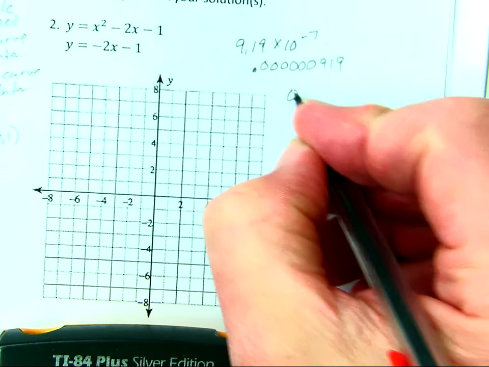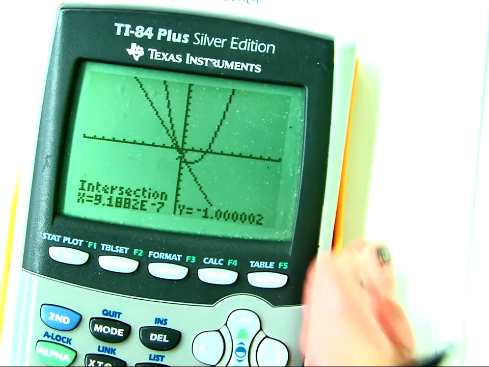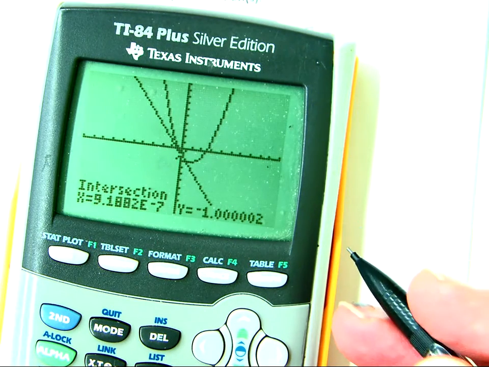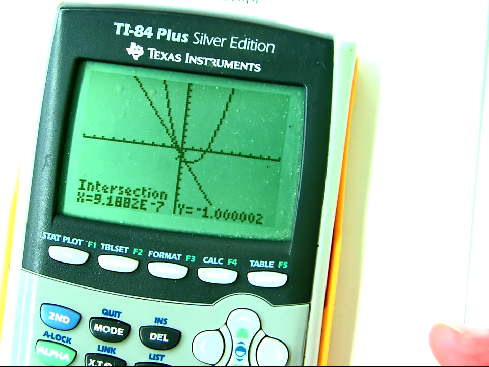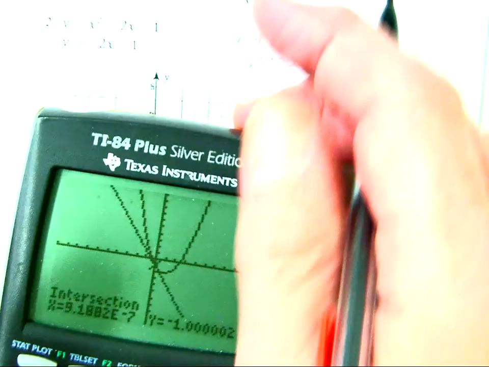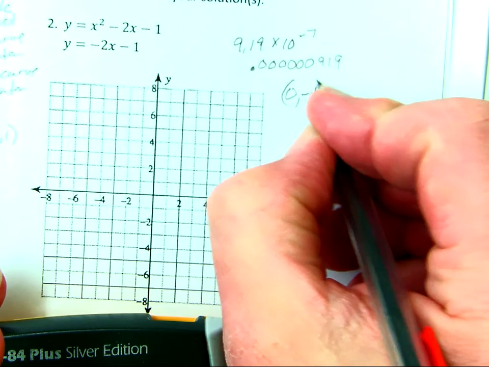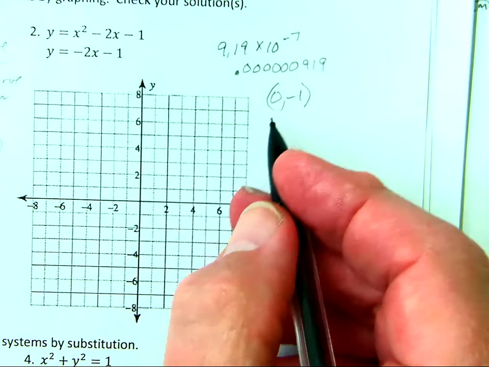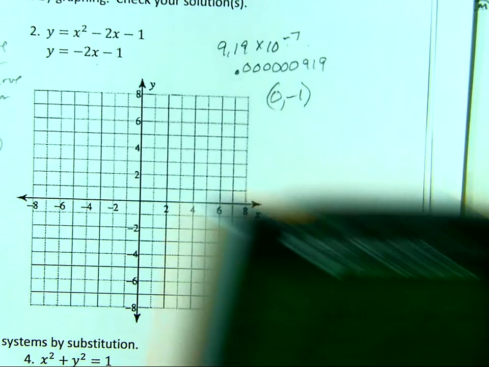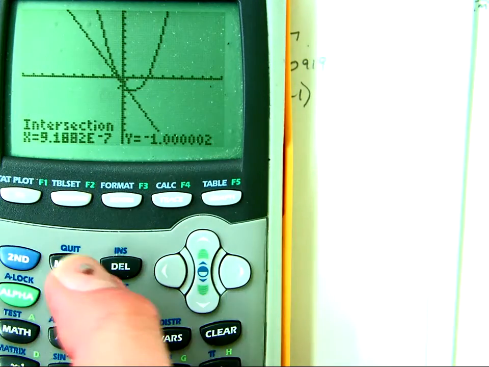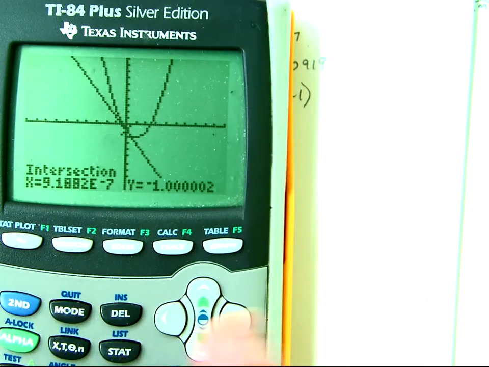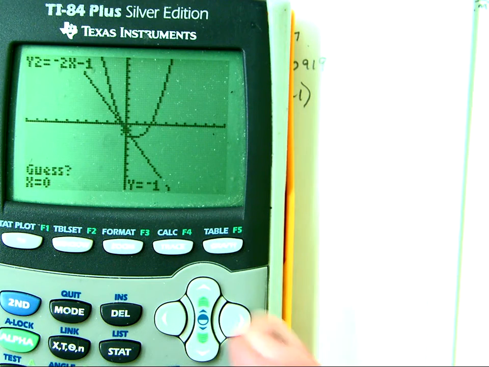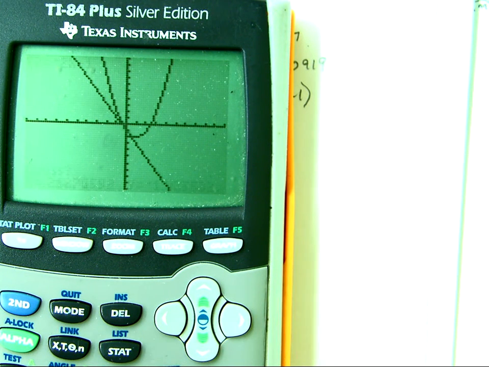So x is 0. And notice the y is negative 1.00002. You might have got a negative 0.999999 something. Well, that's really close to negative 1. The actual answer is negative 1. Again, it's a quirk of the calculator. If you plugged it in, the actual answer is 0, negative 1. If I tried to go on the other side, if I repeated what I did before, let's go for second calc, intersect, enter, enter. Now, if I go guess on the right side, let's see what it says there.